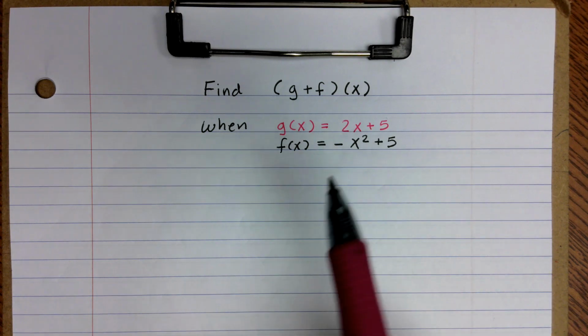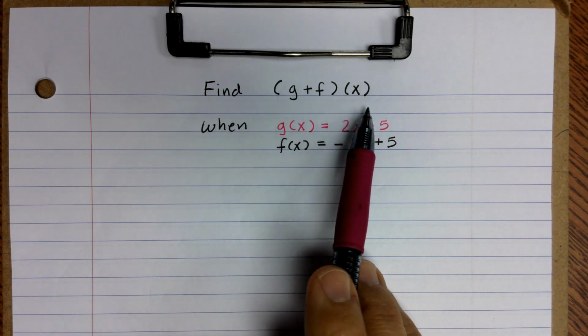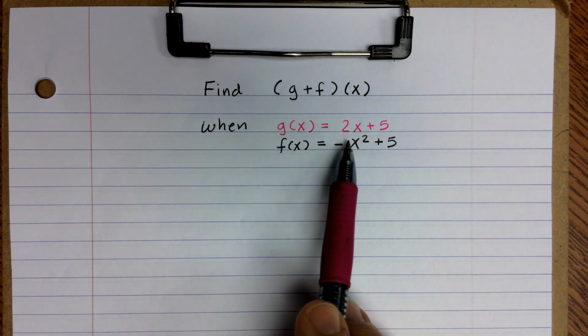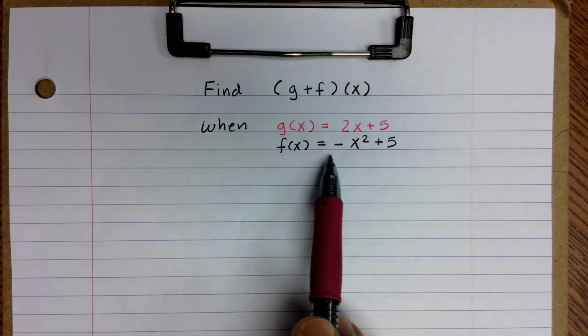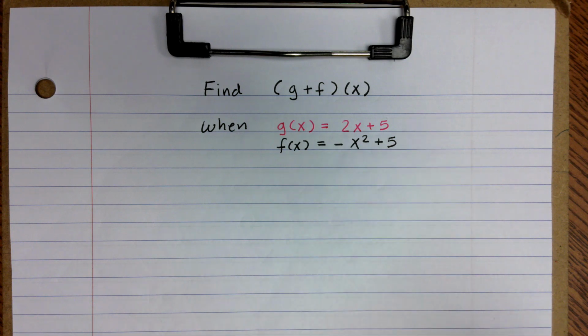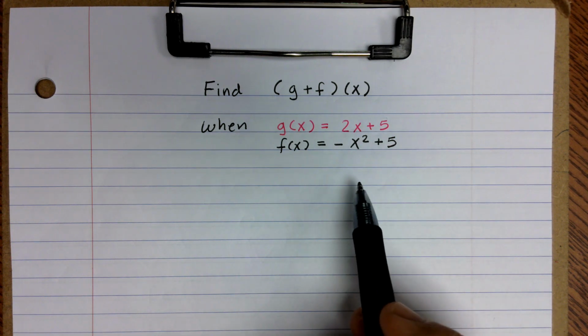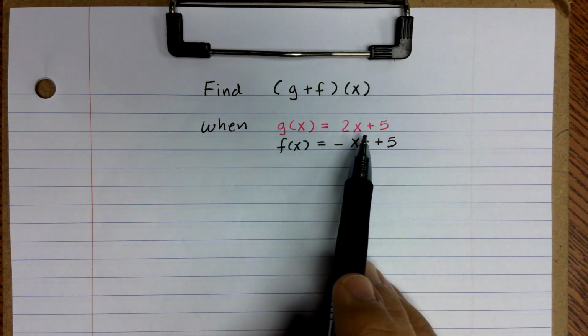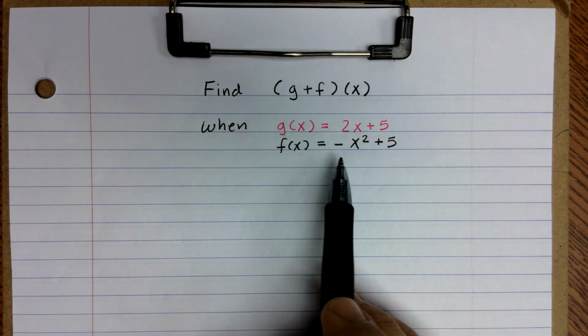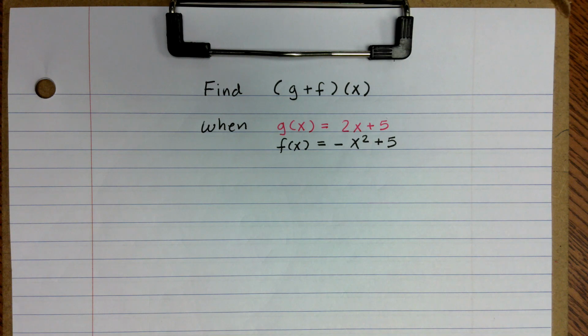In this video, notice our problem says find g plus f of x when g of x is equal to 2x plus 5 and f of x is equal to negative x squared plus 5. So one like this is actually pretty simple. We're just going to be adding the functions together, and notice that I put g of x in pink and f of x is in black, so you can see exactly what I'm doing with all the terms.